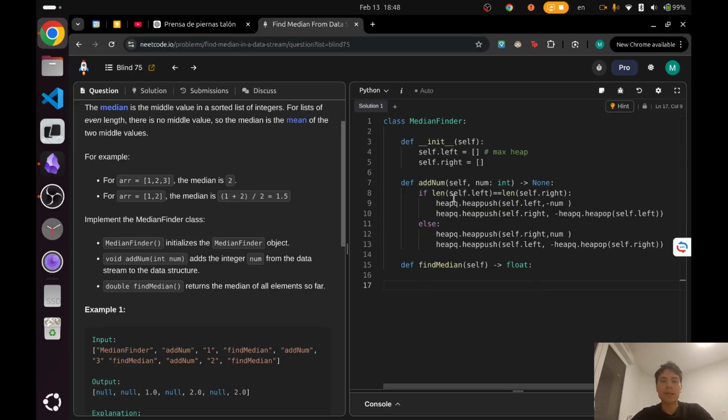And to find the median, we can use essentially the same condition, because if they are both the same length, it means that we take an average of both the roots. So I can say return, okay, it's gonna be minus self.left[0] because this is the root, plus, and it's negative because the left array has negative values, self.right[0], divided by 2, else we're gonna return just the right one.